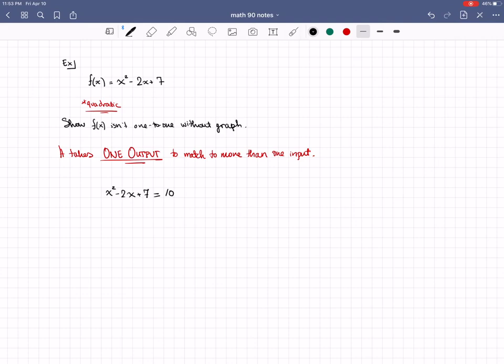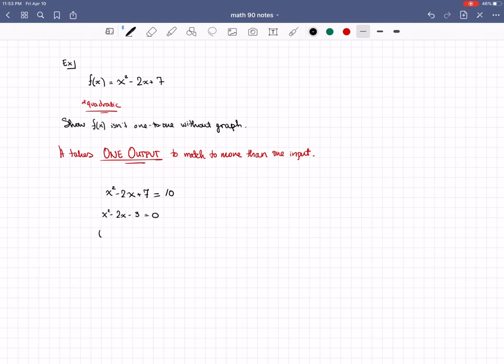If you pick a number that's smaller than 7, what you'll see is that equation doesn't have any real solutions, but it doesn't matter if one equation doesn't work. As long as we find one where there are two values of x that make that happen, it's not one-to-one, okay? So we'll subtract 7 from both sides, 10 from both sides. So this works out really well.